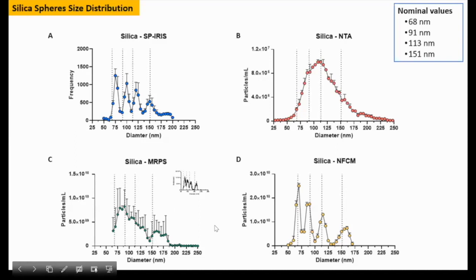Finally, nano-FCM also was able to resolve 4 populations with distinct peaks at diameters of approximately 66, 85, 112, and 154 nanometers. Now, these peaks are almost identical to the nominal values, which we believe is because these beads are the exact ones used to calibrate this instrument. So it's exactly what we would expect.